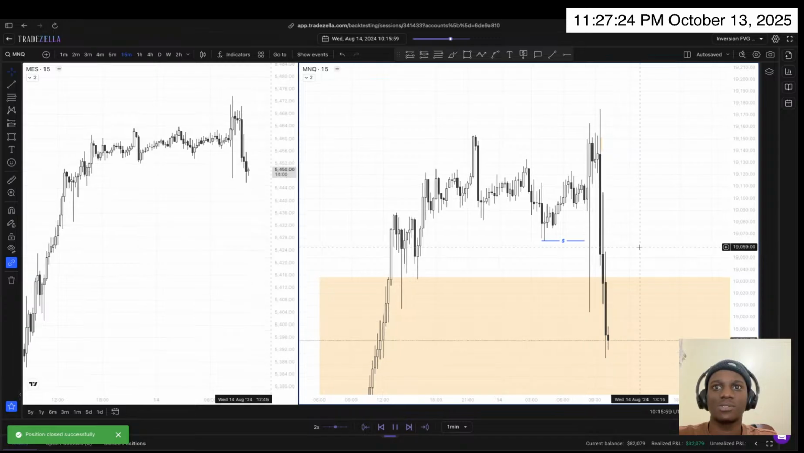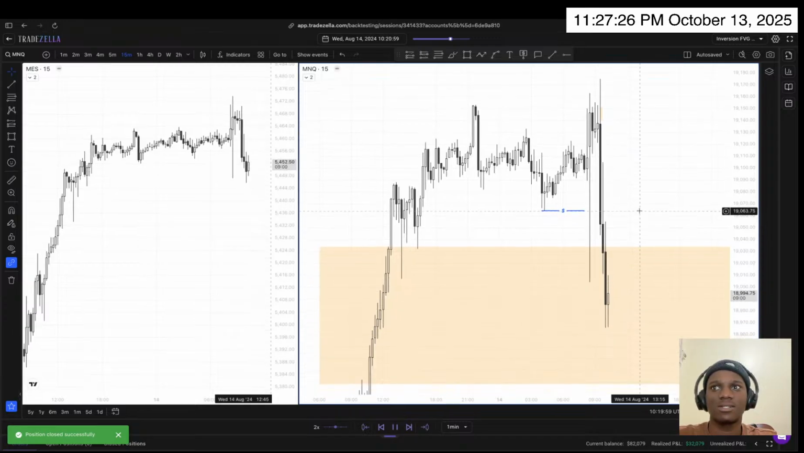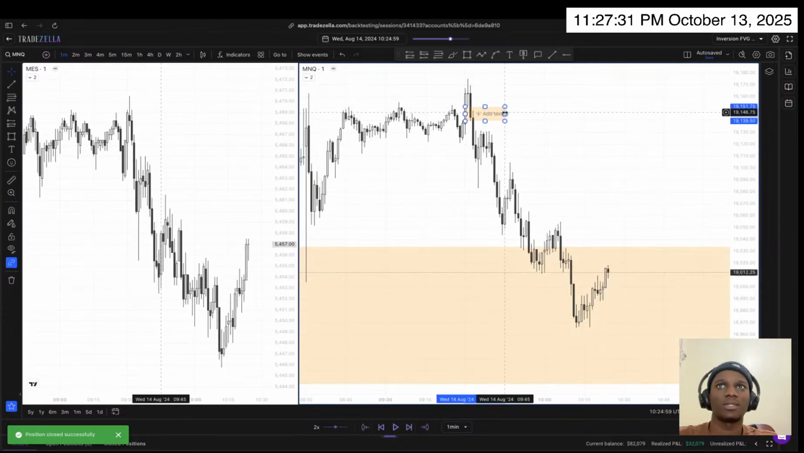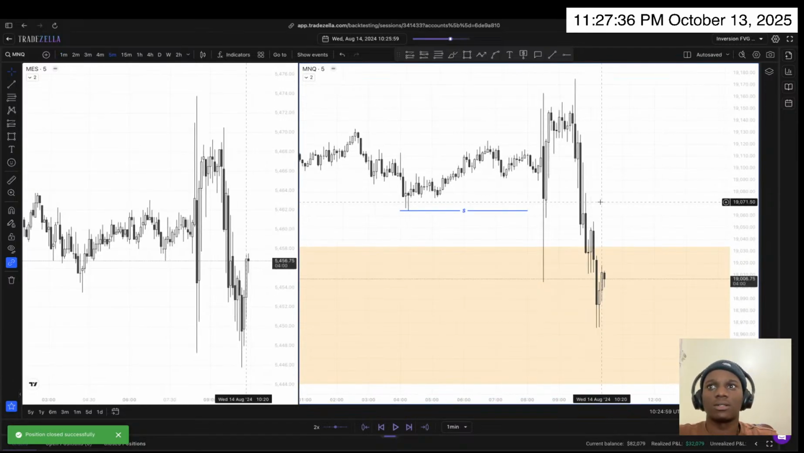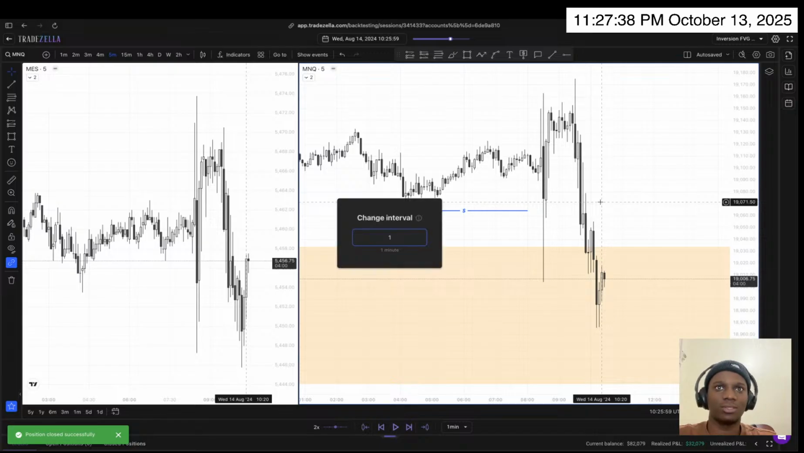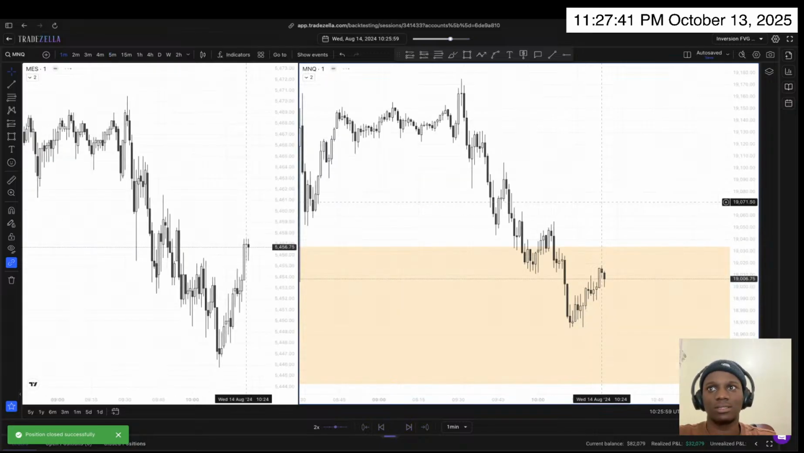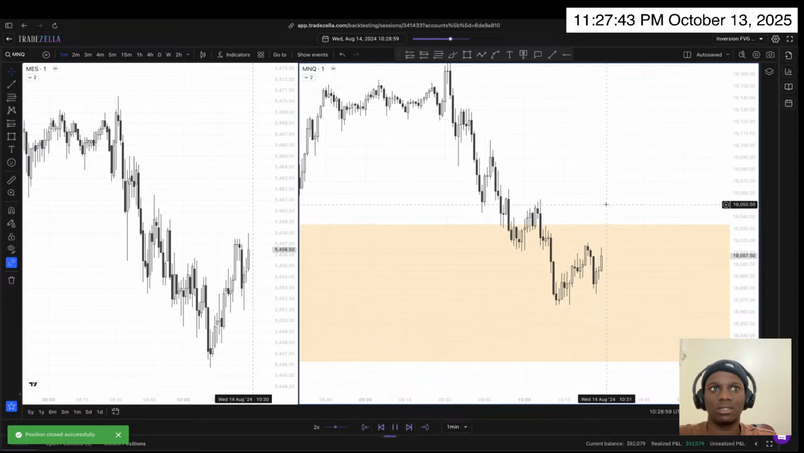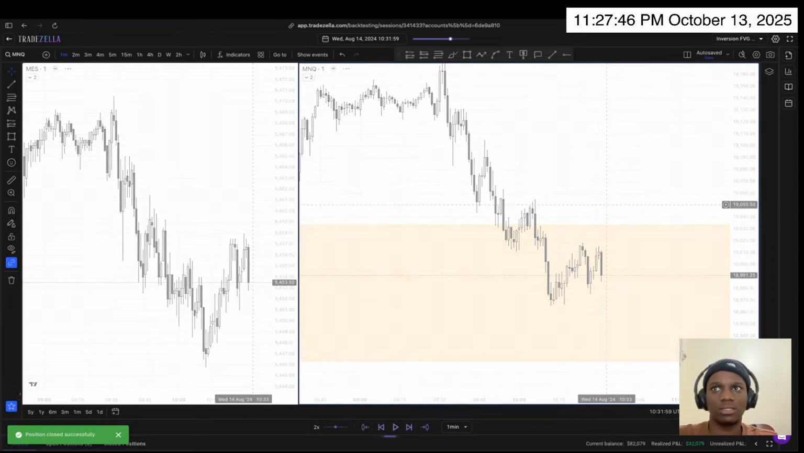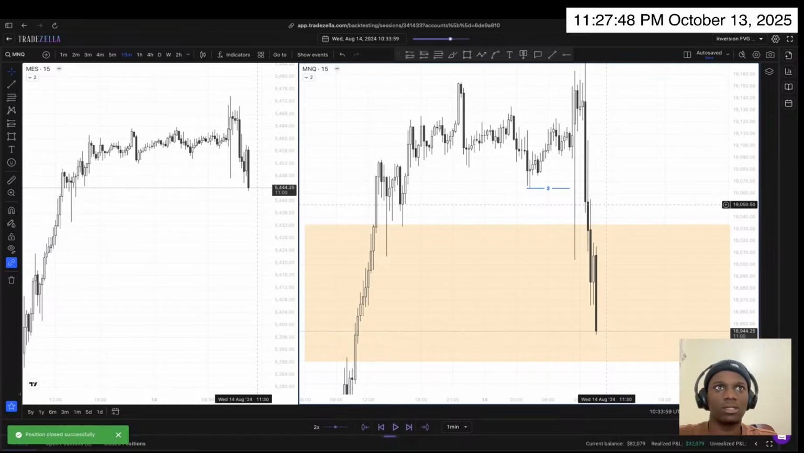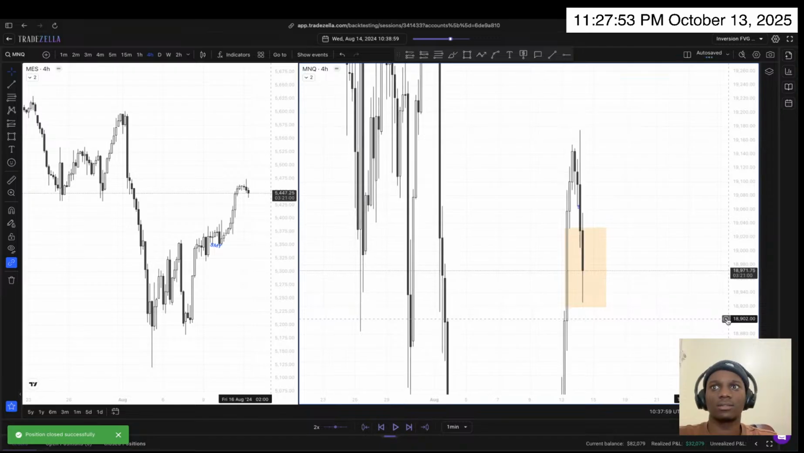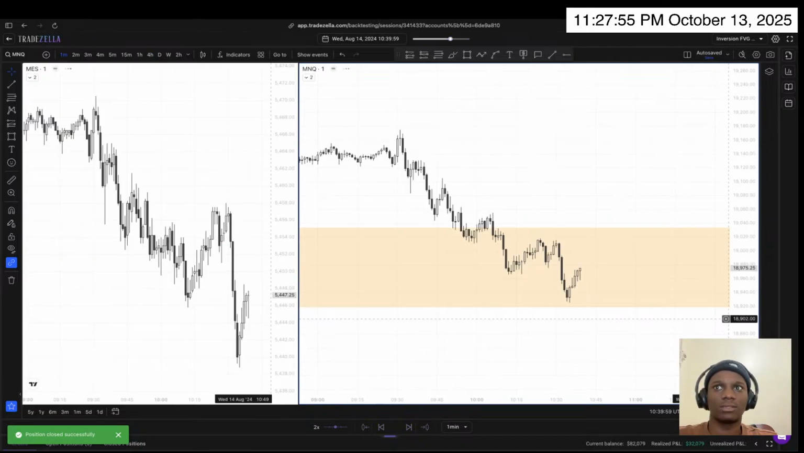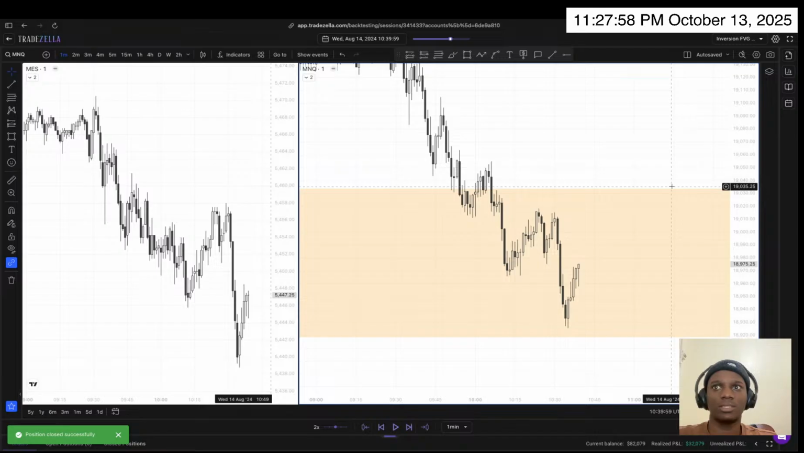Alright, very beautiful chop. I could have flipped my bias here, but I didn't because I saw what was happening. I'd like to see price continue higher though. Looks like price is rejecting that 4 hour, I think. Looks like we're starting to move higher, a little bit higher.